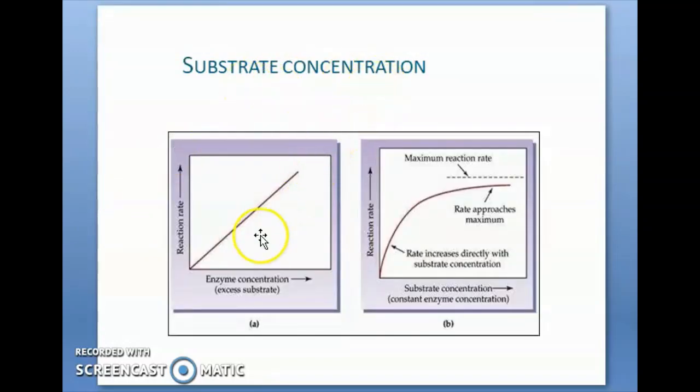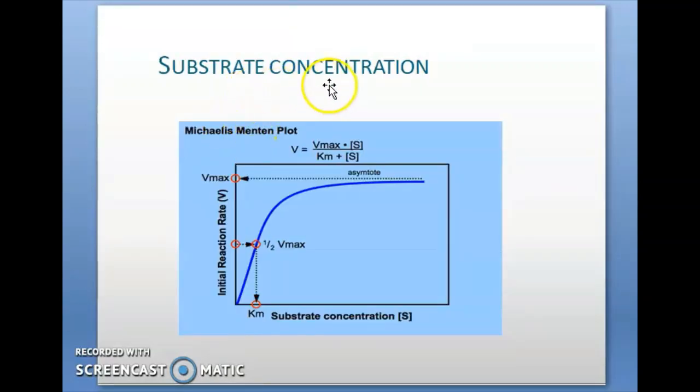See the enzyme concentration versus reaction rate. It is a straight line plot, and in another plot, substrate concentration versus reaction rate, it is a curve plot. Then substrate concentration in the Michaelis-Menten plot, that is V is equal to Vmax times S divided by Km plus S. The substrate concentration versus initial reaction rate is a curve plot.